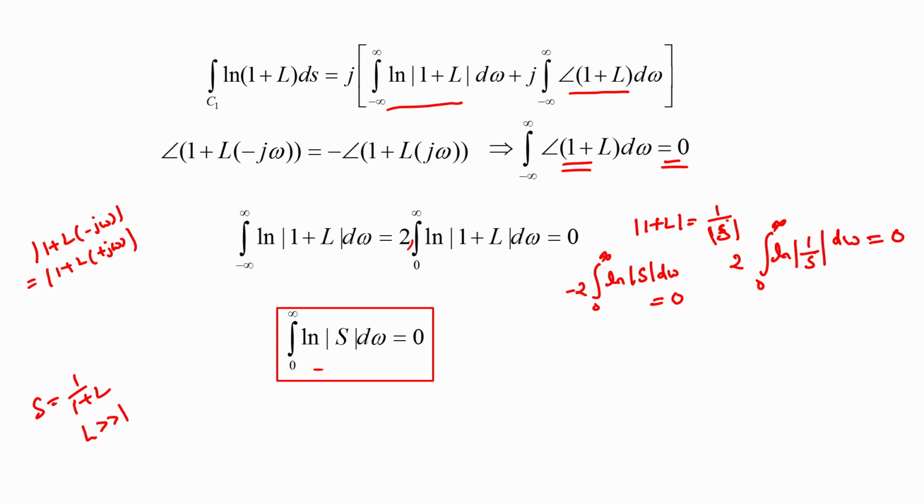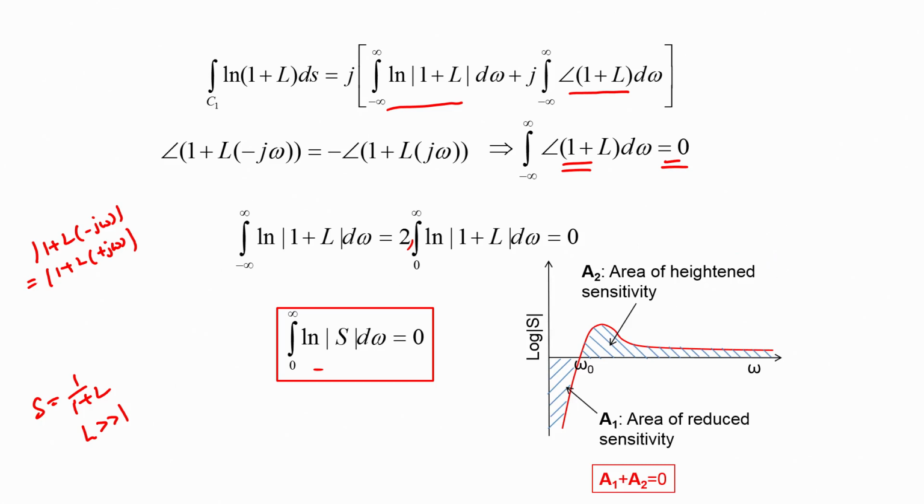But what this expression indicates is that we cannot achieve the benefits of feedback over the entire frequency range. The area of reduced sensitivity, which I have called A1 here, is going to be equal to the area of heightened sensitivity. So, if we reduce the sensitivity of our overall system in some frequency range in order to achieve the benefits of feedback, we actually end up increasing the sensitivity in some other frequency range in such a manner that there is no net change in sensitivity. So, the areas A1 plus A2 add up to 0.